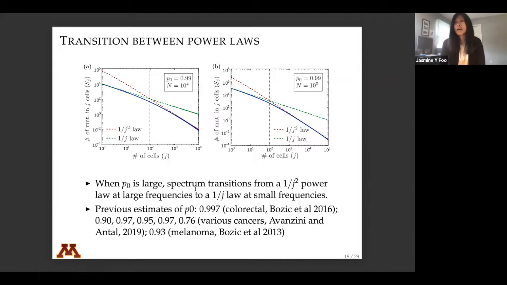So you might be wondering, how relevant is this large p naught regime in cancer? And the answer is that there's typically a lot of cell death in tumors. And so there's a couple of papers here I'm citing in recent work where the p naught parameter is being estimated in other ways. And you can see across many different cancers, the p naught is quite high and quite close to 1.